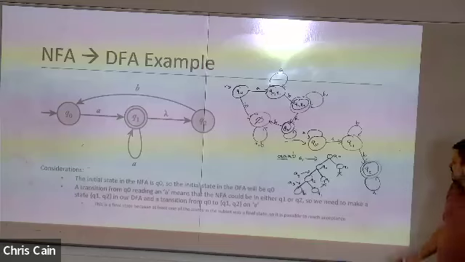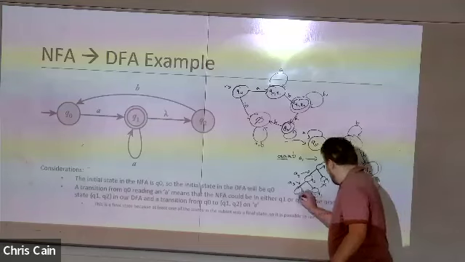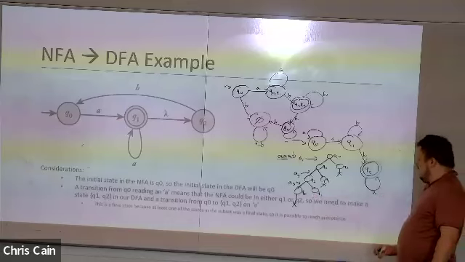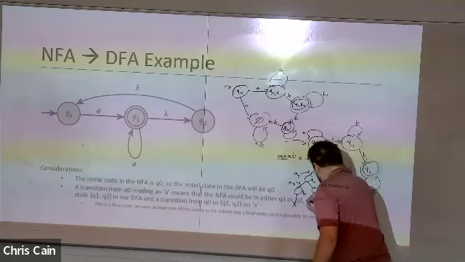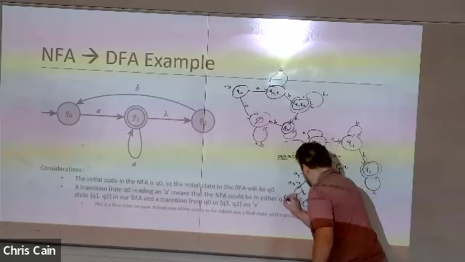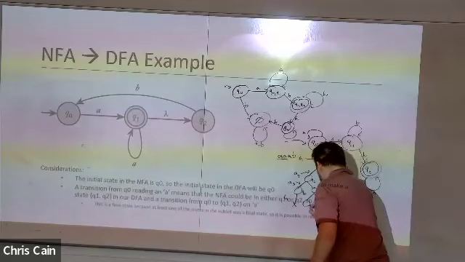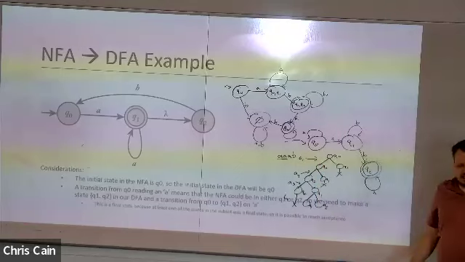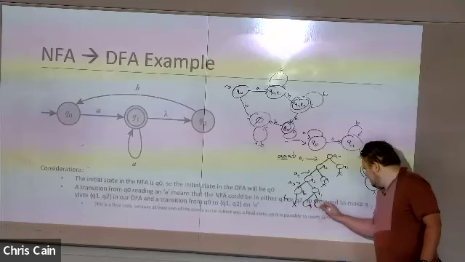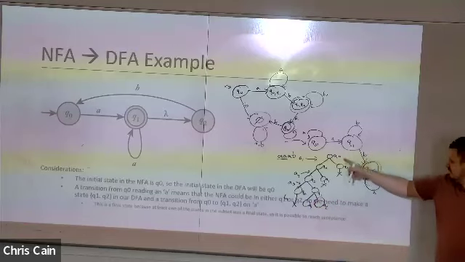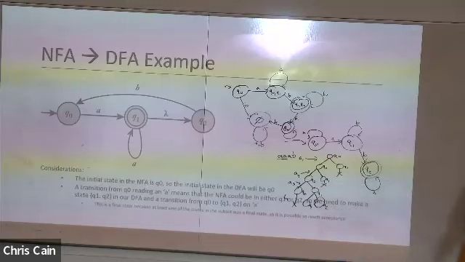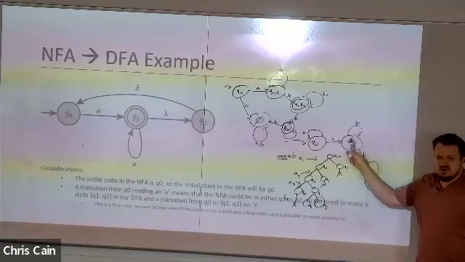If we're in Q0, we can't read the B. So this dies, but from Q1, we can read a B, and we could either be in, this is the first B, we could be in Q1 or we could be in Q2. And now we ask, is there a path through this tree from the root to a leaf where the leaf is a final state? Okay, so this would be the process of deterministically going through the NFA.